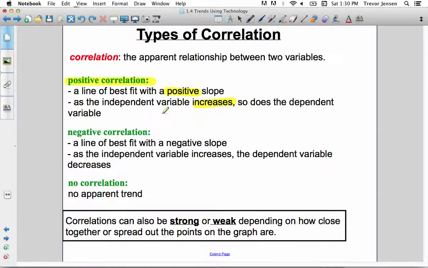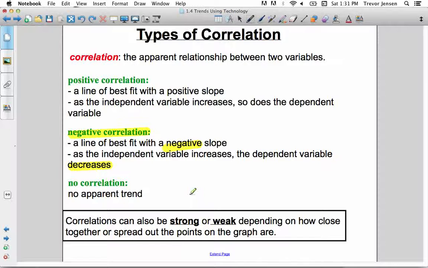Now, not all correlations are going to be positive correlations. We could also have a negative correlation. A negative correlation would be where as the independent variable increases, the dependent variable decreases. So as x is increasing, y would be decreasing. So if I was to draw a line of best fit that would show the trend in that data, that line of best fit would have a negative slope, and that's why we call it a negative correlation.